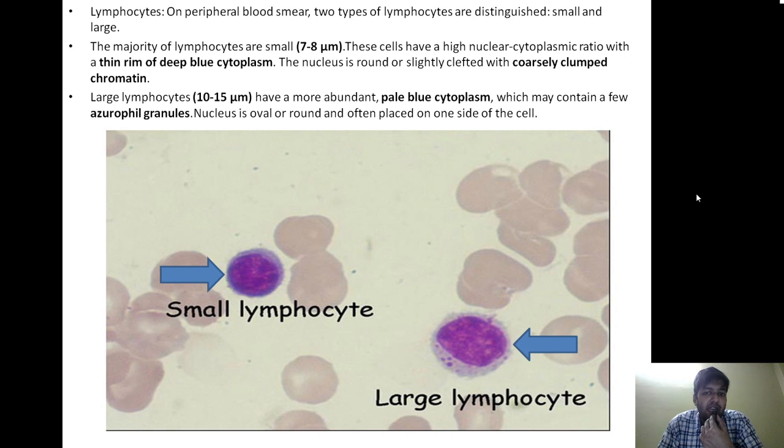Whereas the large lymphocyte, as you see in this diagram, is 10 to 15 micrometer in size, having more abundant pale blue cytoplasm which may contain a few azurophilic granules. The nucleus is oval and often placed on one side of the cell.